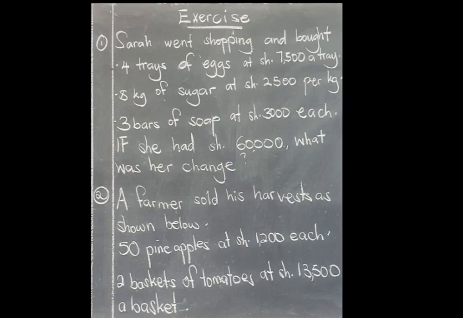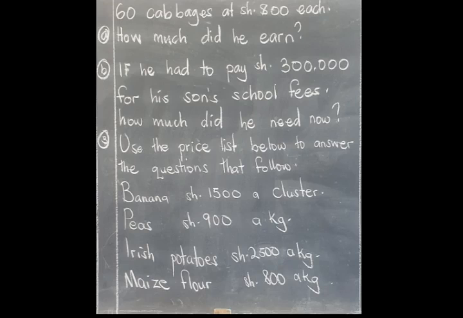Question 2. A farmer sold his harvests as shown below. 50 pineapples at 1,200 shillings each. 2 baskets of tomatoes at 13,500 shillings a basket. 60 cabbages at 800 shillings each. Then question A, how much did he earn? Part B, if he had to pay 300,000 shillings for his son's school fees, how much did he need now?